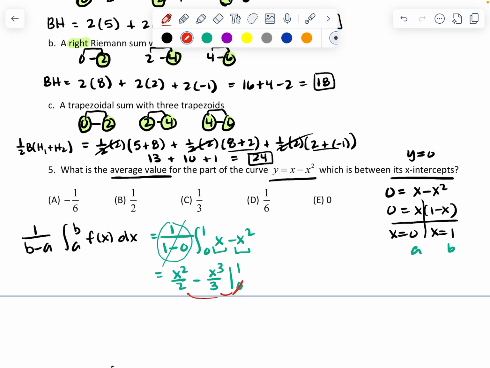So I don't even need that. So all I really need to do is plug in that 1. So this is going to be 1/2 minus 1/3. The common denominator is a 6. So if I multiply these by 3, multiply this by 2 to make both of those a 6, I'm going to get a 3 minus 2 there. 3 minus 2 is 1 over 6, which gives me D.